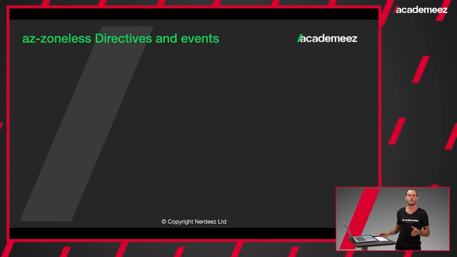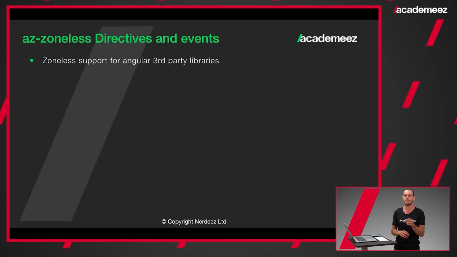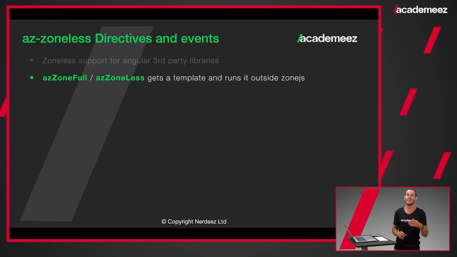So we covered some of the features of the academeez Zoneless library, which contains a set of directives and utils to help you manage an Angular Zoneless application. We saw that by just installing the academeez Zoneless library, we now have support for third-party libraries like Angular Material. Angular Material doesn't work in Zoneless, so you can install the AZ Zoneless library and import the module, and then Angular Material will start working in an Angular Zoneless app. We saw that using this library, we can incrementally adopt an Angular Zoneless application. We don't have to go completely Zoneless. We can take part of our subtree and make that subtree run outside zone.js by using the AZ Zoneless directive.